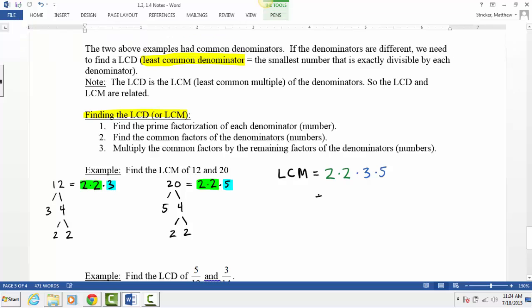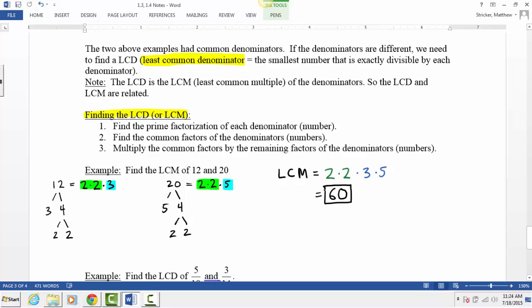So if we multiply that out, 2 times 2 is 4, 4 times 3 is 12, and 5 times 12 is 60. So my least common multiple is 60.